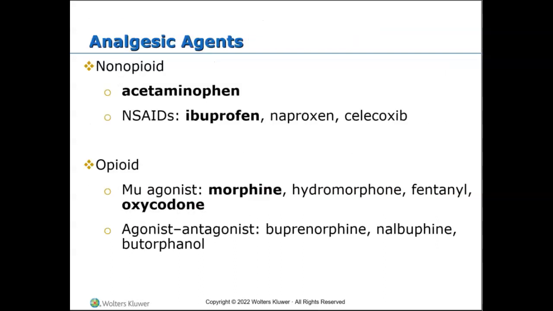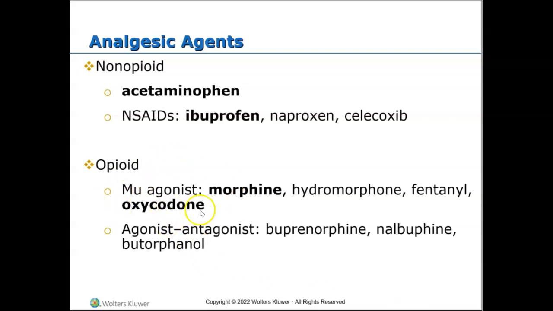Okay. Analgesic agents, okay, non-opioid, again, we have acetaminophen, then we have NSAIDs, and under that non-steroidal anti-inflammatory drug department is ibuprofen, naproxen, and celecoxib. We have our opioid or our mu agonists, again, like morphine, hydromorphone, fentanyl, oxycodone.